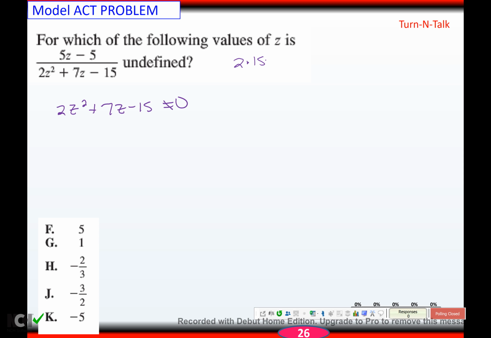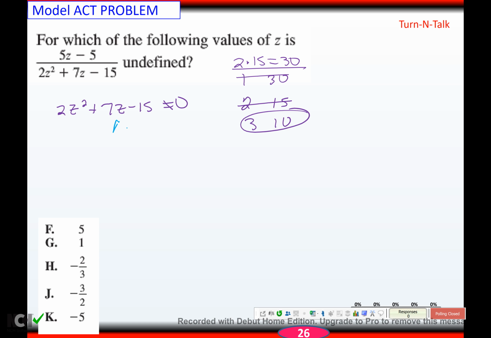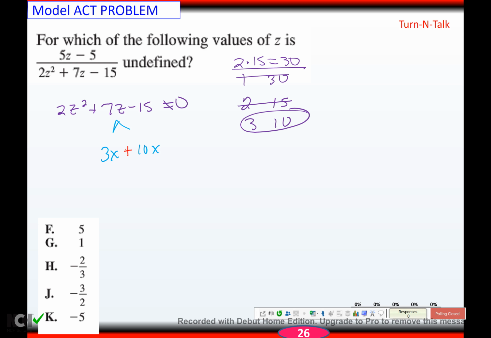2 times 15 is 30. Factors of 30, and I'm trying to make 7. 1 and 30 will not. 2 and 15 will not. 3 and 10 will. So I'm going to rewrite using 3z and 10z, but c is negative, so the signs have to be different. And bully 10 will take what's in the middle, so 3 has to get the minus. First and last drop. So 2z squared and minus 15 on the end.